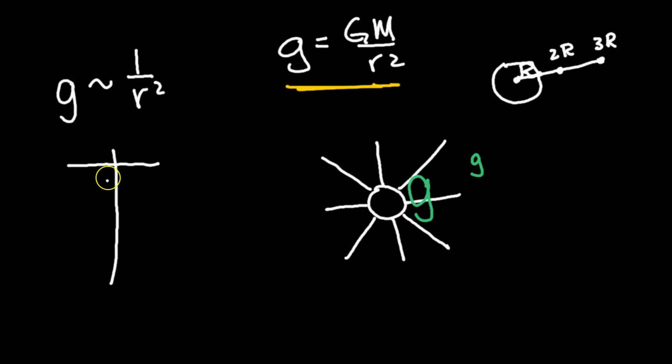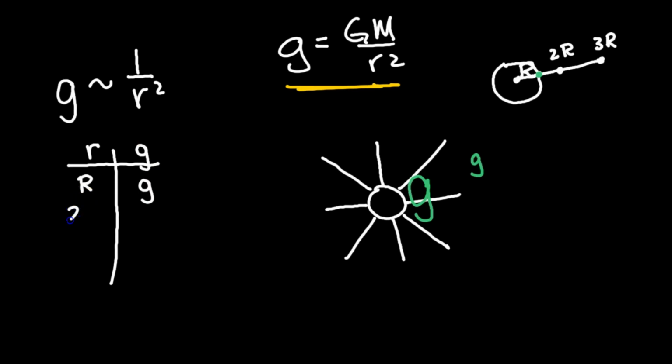Well, let's go ahead and create a chart here. On the left, we're going to have our distance from the center of the planet, and on the right column, we'll have the gravitational field. So at a distance of r from the center, this would just be the radius. This would be just like right here on the surface. The gravitational field will say that it has a gravitational field strength of g.